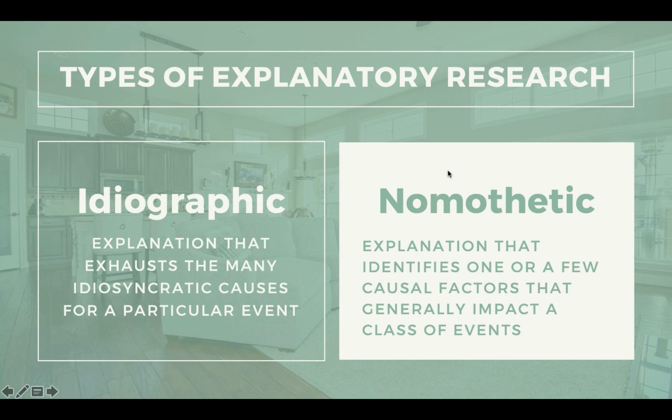What that means is when you're looking at a certain outcome, there could be hundreds of predictors of a specific outcome. Good social research is really focused on how can we explain this outcome with the fewest possible X variables. And that leans a little bit more towards the nomothetic approach, which is explaining an outcome in a way that identifies one or a few causal factors that can generally impact a class of offense.